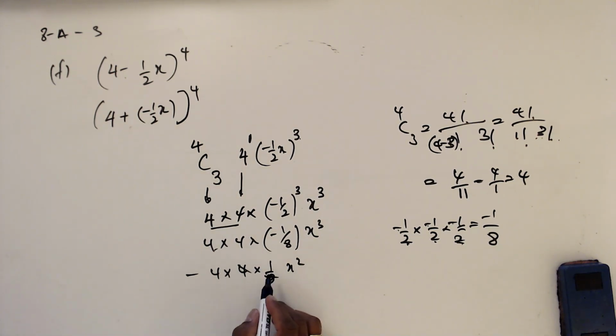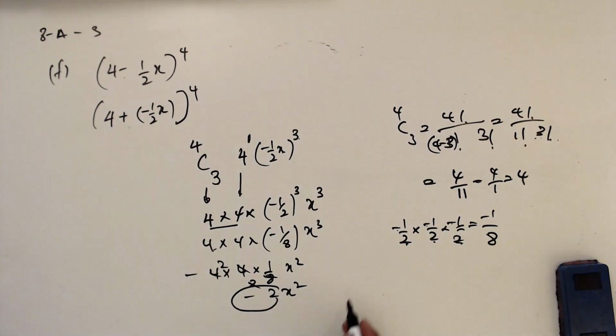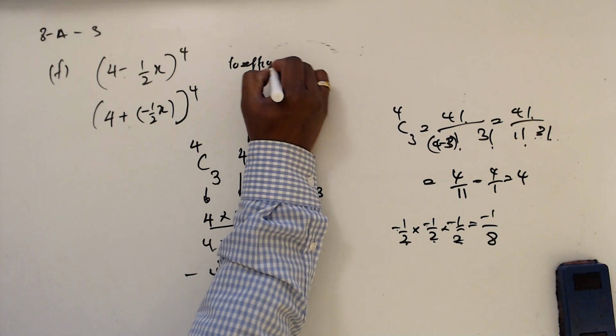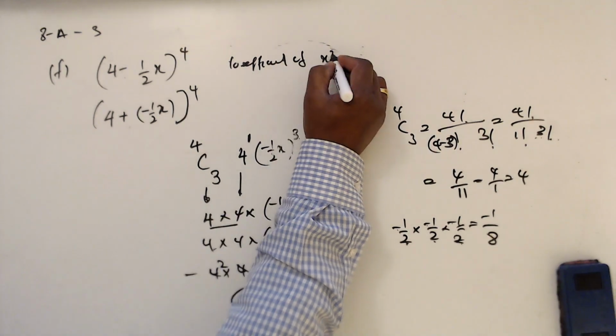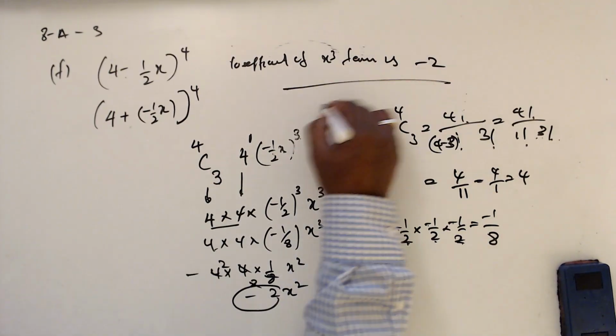So this is 16 minus 16 over 8 x cubed. This is going to be 2 and this is going to be 2. So the answer is minus 2 x cubed. It means the coefficient of the x cubed term is minus 2.